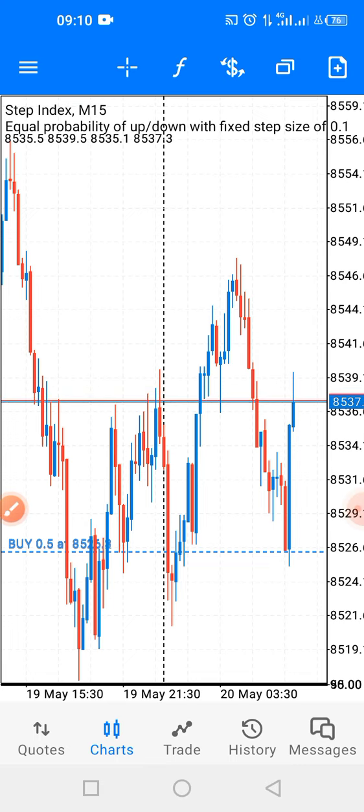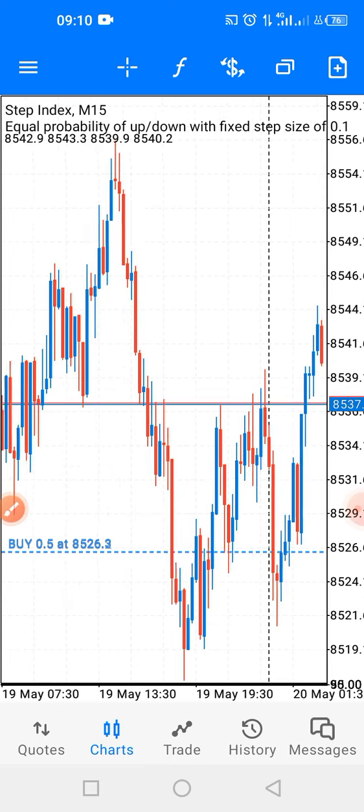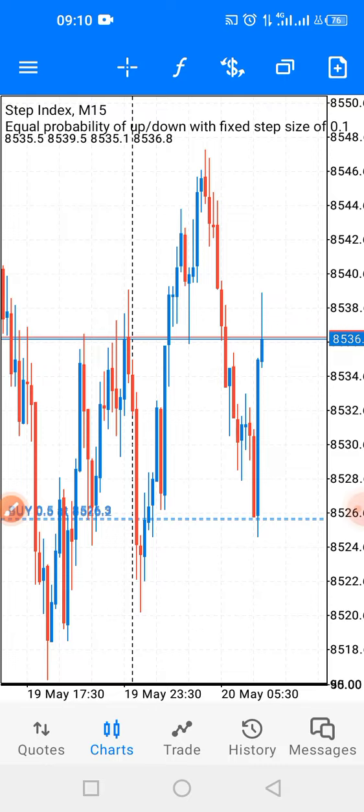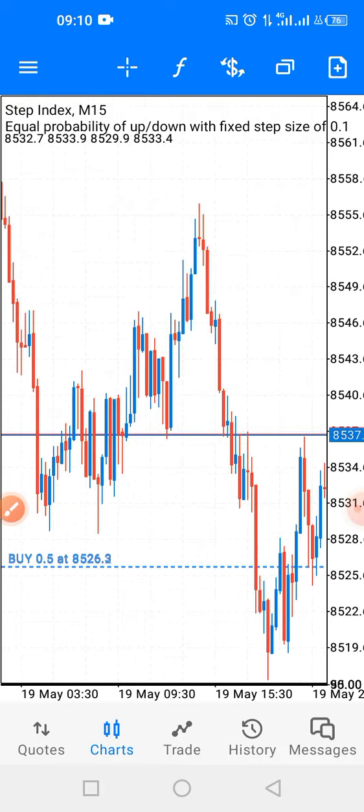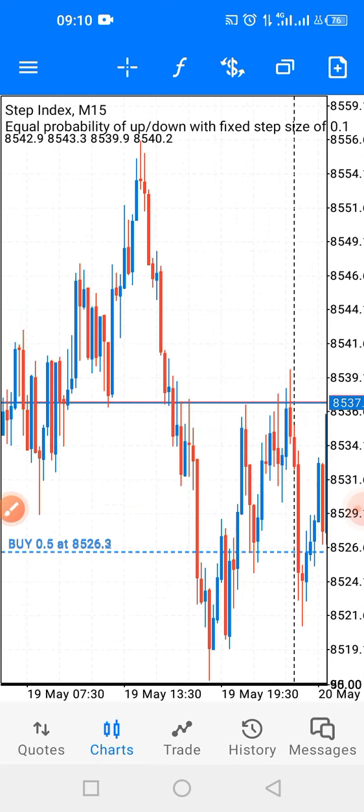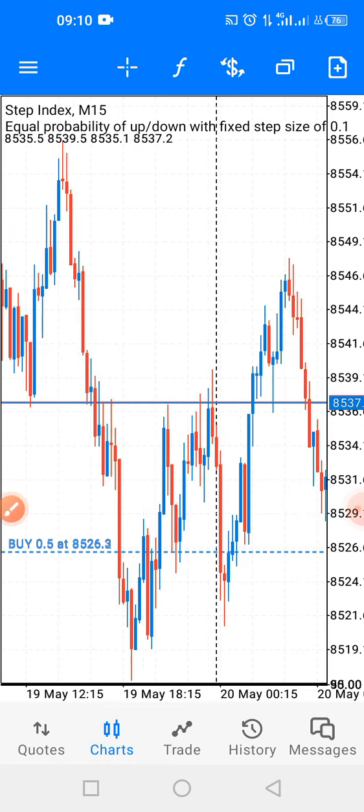This is the most valuable strategy to trade step index. I've tested it, I've back tested it, and guys, if you can patiently wait for this setup of this strategy, you're going to make money. It's a sure trade for you.